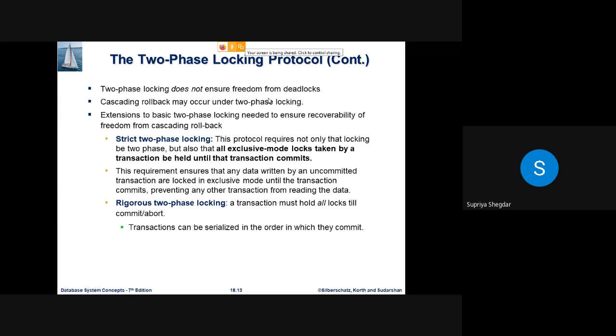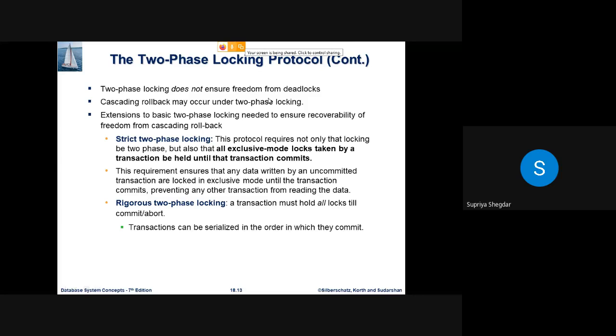So in the strict two-phase locking protocol, we can say there are two important points. The first is that the locking should be two-phase, meaning growing and shrinking phases are there. Additionally, all the exclusive mode locks stay with the transaction until it commits. This requirement ensures that any data written by an uncommitted transaction is locked in exclusive mode until the transaction commits, preventing any other transaction from reading the data.